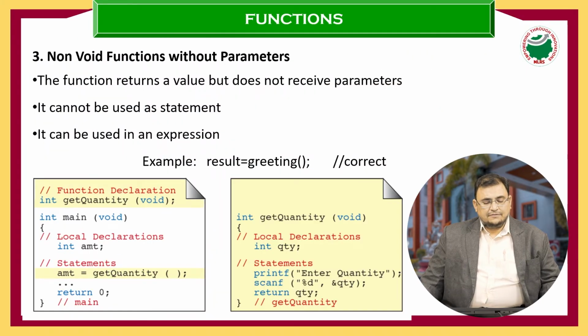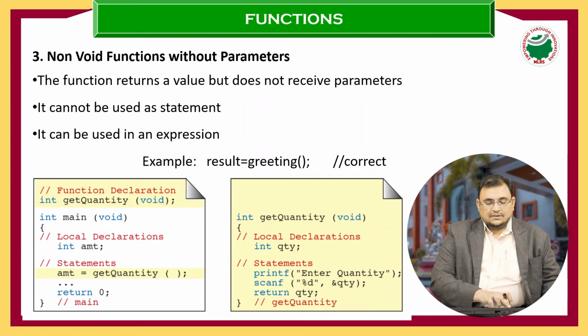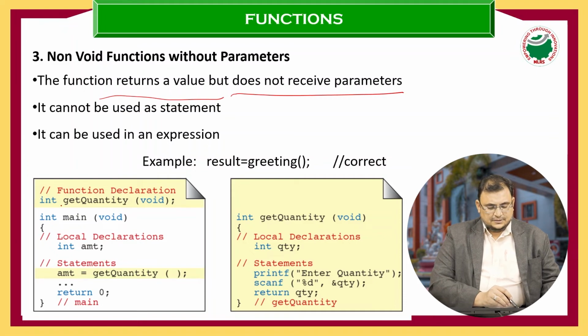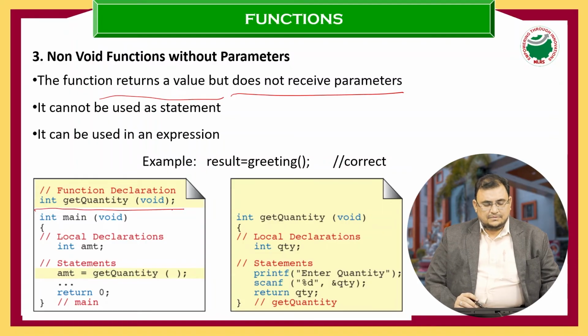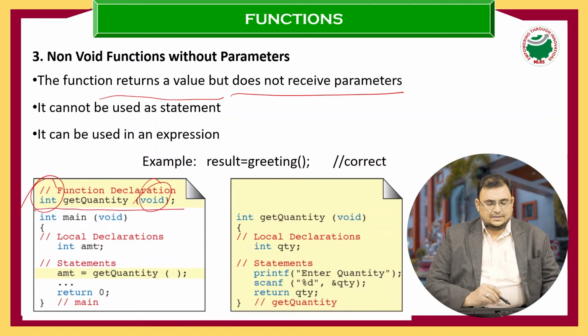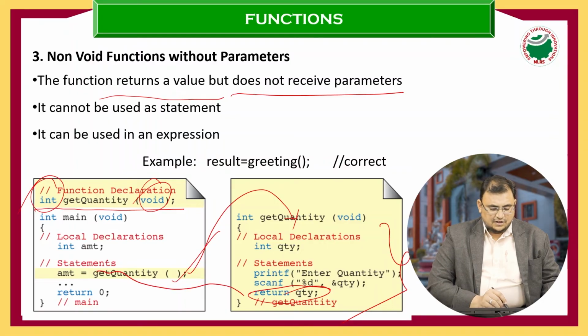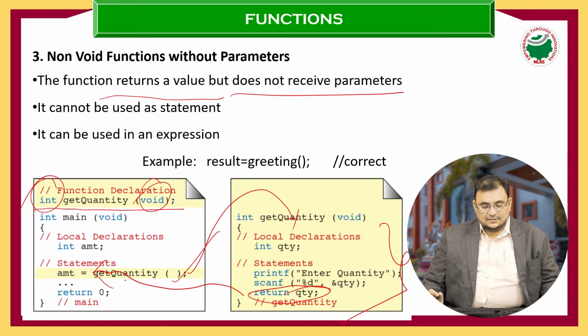Third case, non-void functions without parameters. The function returns a value but does not receive parameters, meaning there are no actual parameters. If actual parameters are not there, there is no concept of formal parameters, but we have a return value. See this example: getquantity is the name of the function, which has a return value but no parameters. While calling, you are not passing any parameters, but when the call occurs, control goes to the definition and it executes. After executing, you return this quantity and it is assigned to amount. So that is the third case.